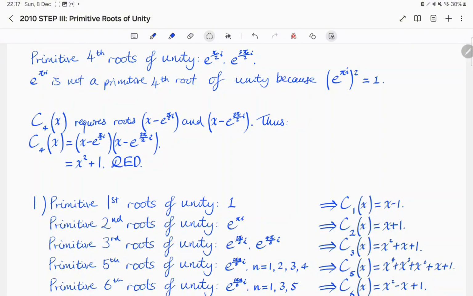Now we'll find C4 of x. C4 of x requires roots x minus e to the pi over 2 i and x minus e to the 3 pi over 2 i. Thus, C4 of x is equal to x minus i times x plus i, which should give x squared plus 1, as required.